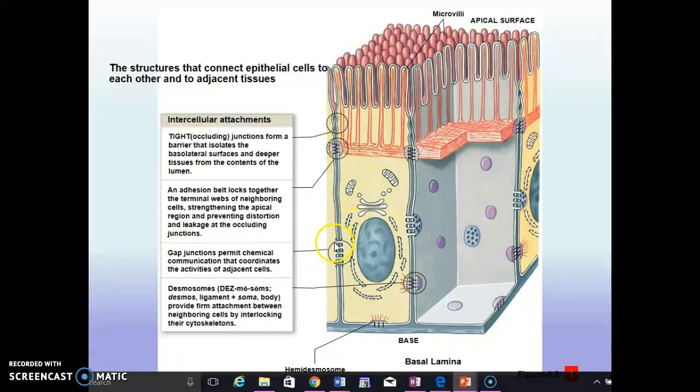Gap junctions, and you can see by the figure here that there are openings between those gap junctions. They permit chemical communication from one cell to another. Desmosomes provide firm attachment. So this is to strengthen the cellular connection from one cell to another. If you've ever had a sunburn that has peeled off in layers, that layer of cells is held together by those desmosomes.